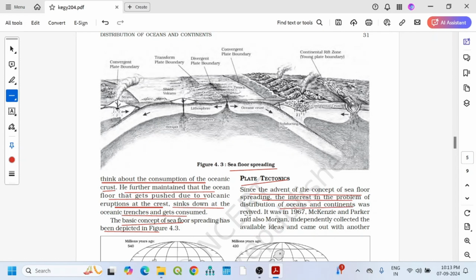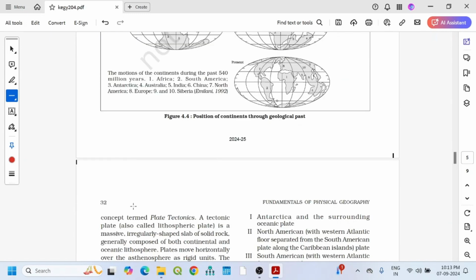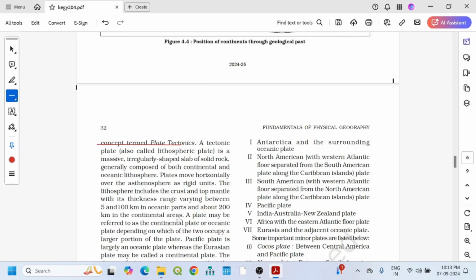It was in 1967 that McKenzie and Parker, and also Morgan, independently collected the available ideas and came out with another concept termed plate tectonics. A tectonic plate, also called a lithospheric plate, is a massive irregularly shaped slab of solid rock, generally composed of both continental and oceanic lithosphere. Plates move horizontally over the asthenosphere as rigid units.